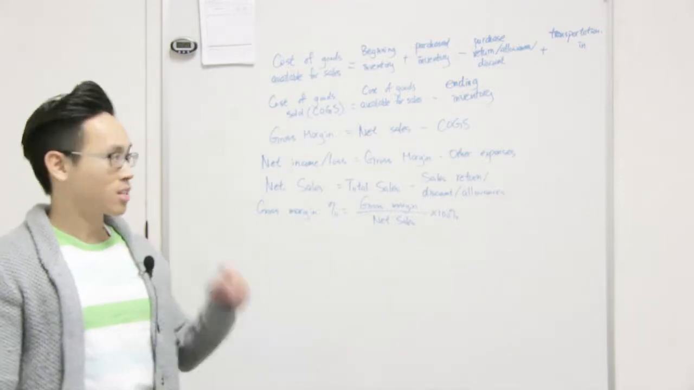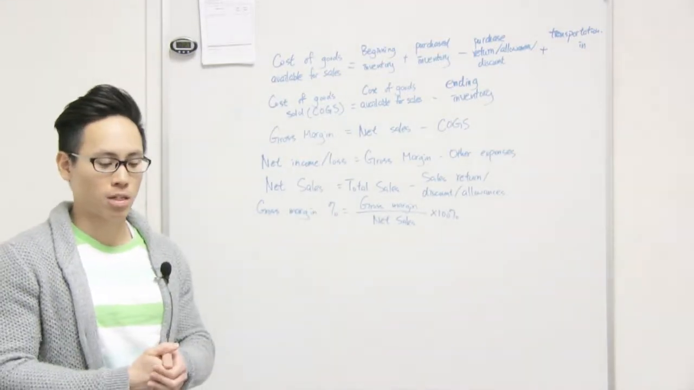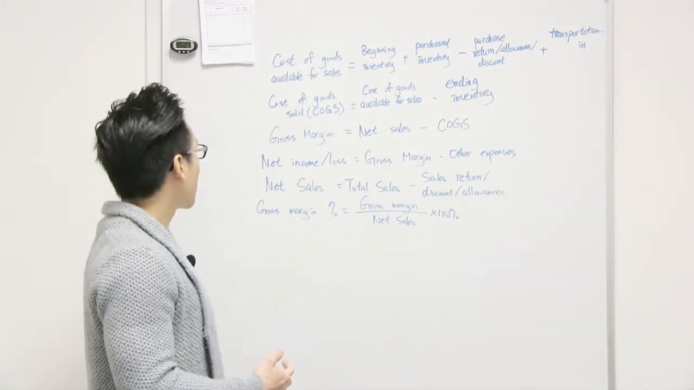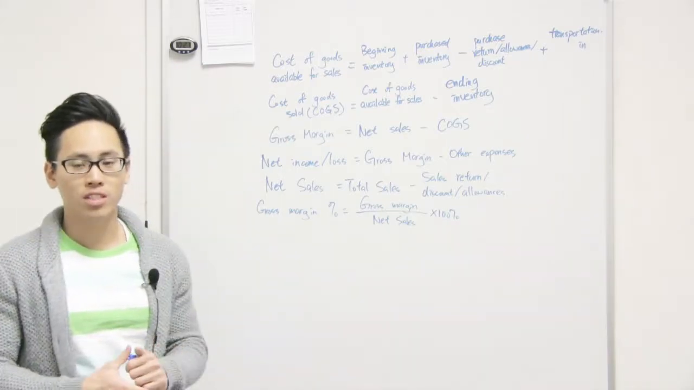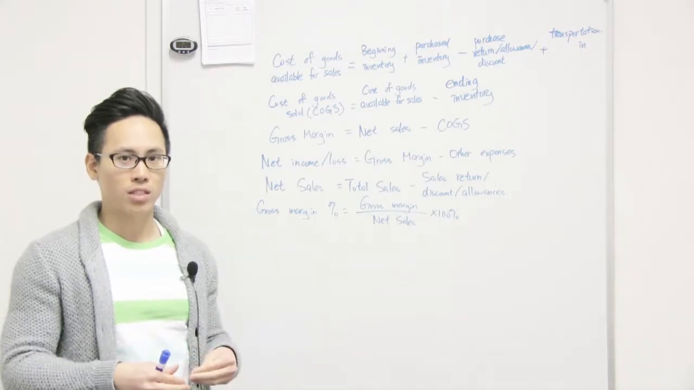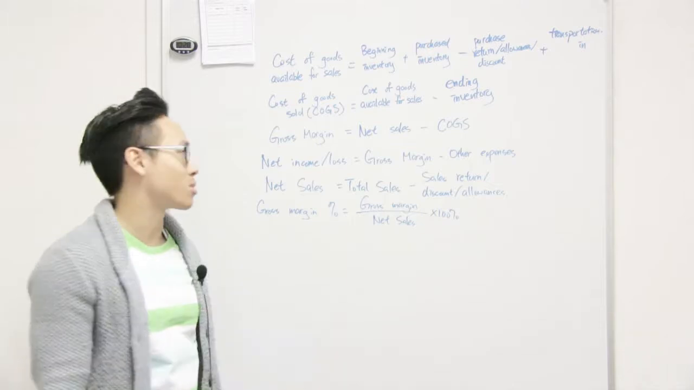So right now we're going to go over some terms and equations that we're going to see in this chapter. And so the first term that we're going to talk about is the cost of goods available for sales. So this is basically the value of your inventory that is ready for you to sell to your customers.